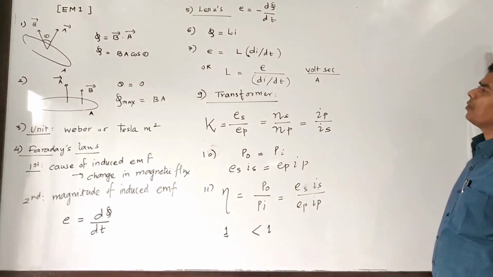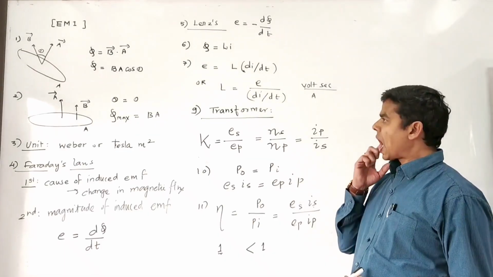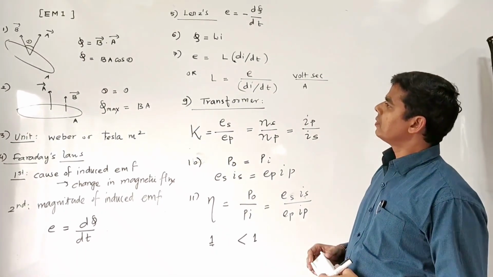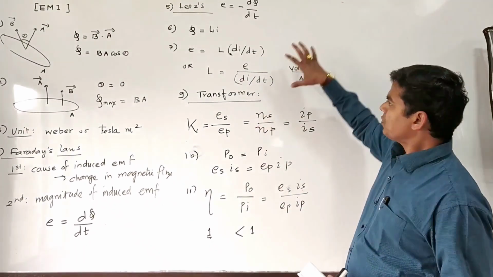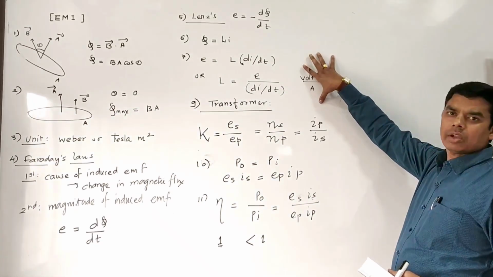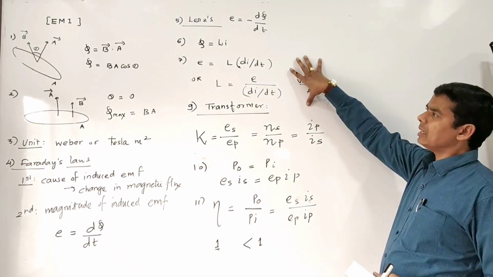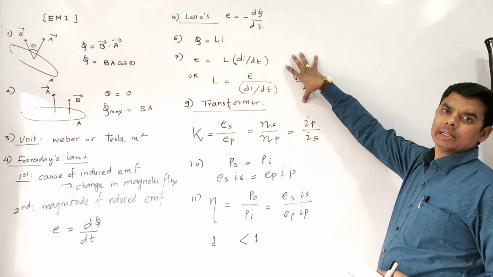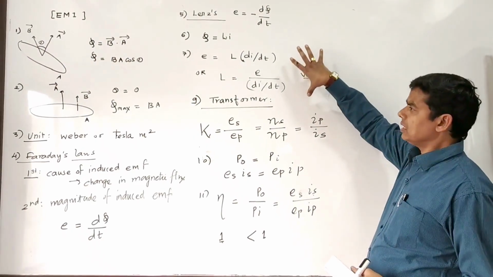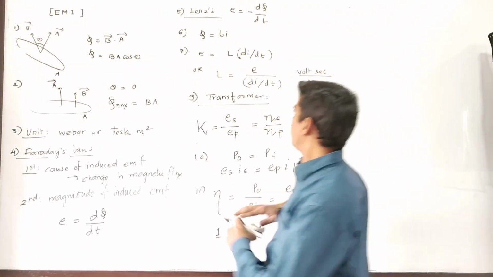This is the first part of electromagnetic induction. So these are the formulae for electromagnetic induction. Now let's go for the second part of electromagnetic induction, that is alternating current. We will see the formulae for AC now.